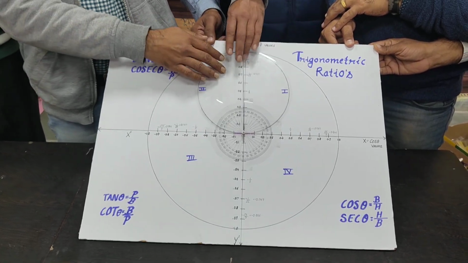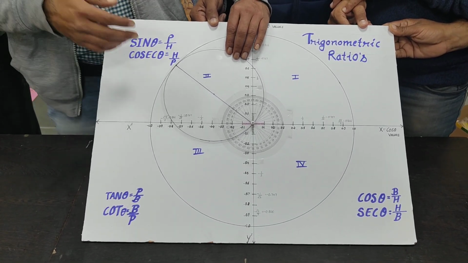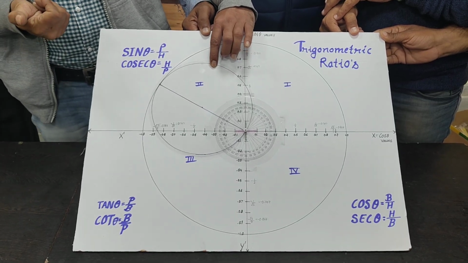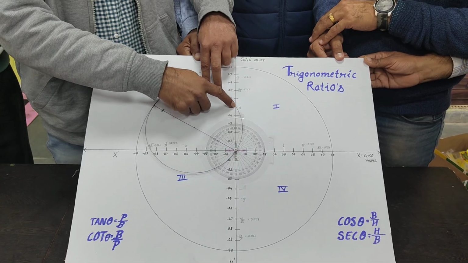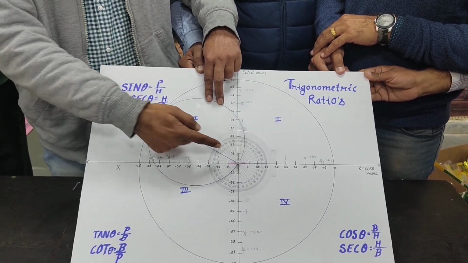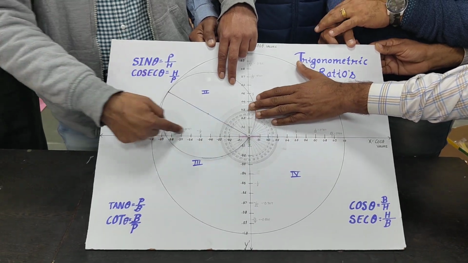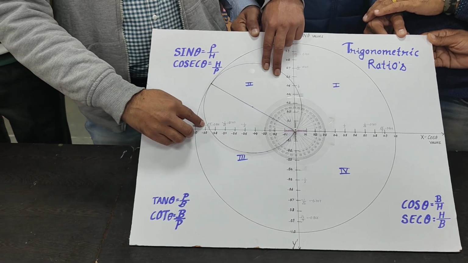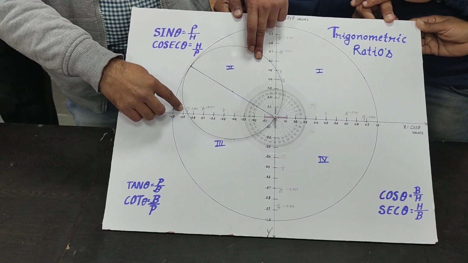Similarly, in the second quadrant we can find the values of sine function and cos function. For example, at an angle of 150 degrees, this circle intersects the y-axis at 1/2. So the value of sine 150 degrees will be 1/2 or 0.5, and on the x-axis this circle intersects at -√3/2. So the value of cos 150 degrees will be -√3/2.